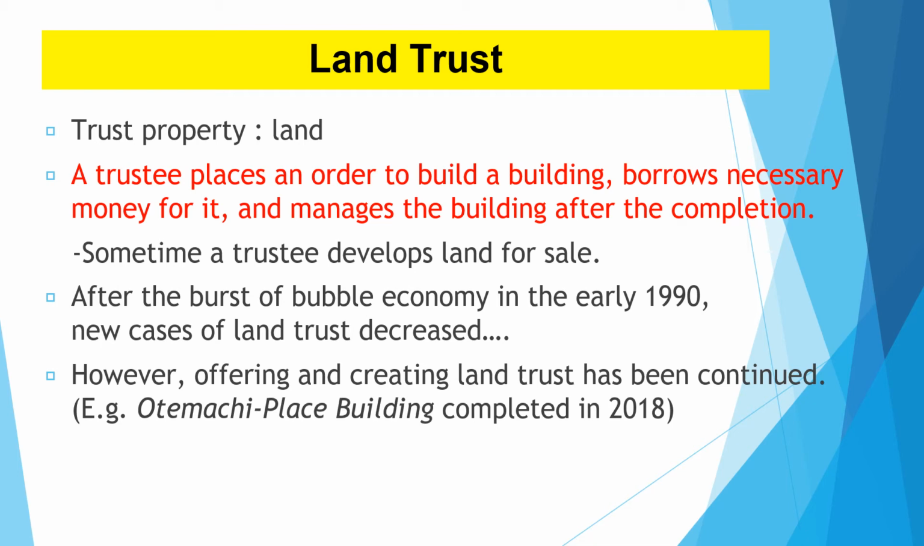In 1984, the first case of land trusts was created. Since then, the number of land trusts was growing in response to the needs of landowners to utilize land effectively. After the burst of the bubble economy in the early 1990s, many land trusts suffered from business losses due to insufficient rent income and so on, and thus new cases of land trusts were decreasing. However, land trust has remained as a useful method to address needs of effective land use. Therefore, offering and creating land trusts have been continued. The Otemachi Place, completed in 2018, as shown in the previous slide, is one of those recent cases.